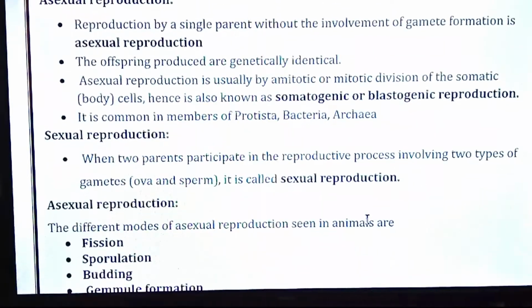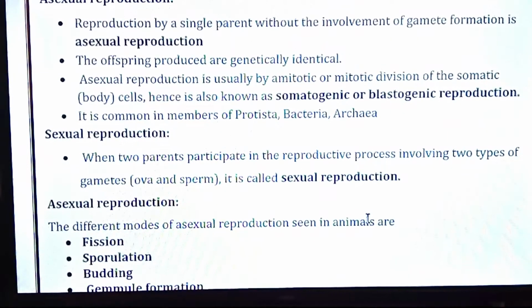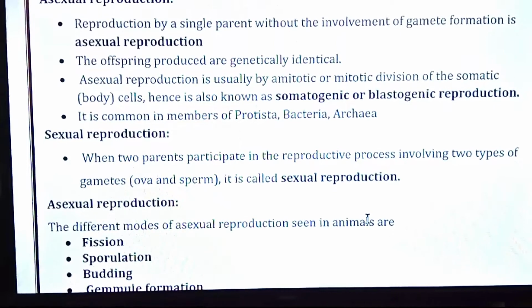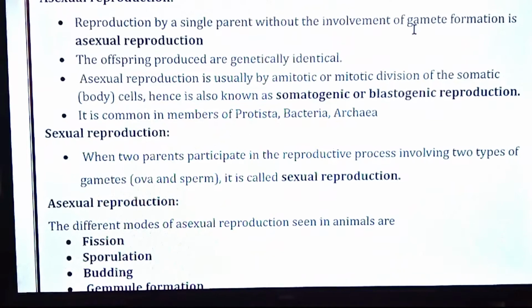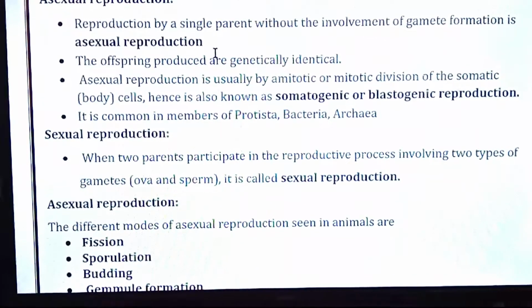Now let us see first what asexual reproduction is. For asexual reproduction, a single parent is enough. It is reproduction by a single parent without the involvement of gametes. You know what gametes are? The male cell and the female cell. The male cell is called the sperm and the female cell is called the ovum. Without the involvement of gametes, if the individual is able to produce the young one, we call this mode of reproduction asexual reproduction.